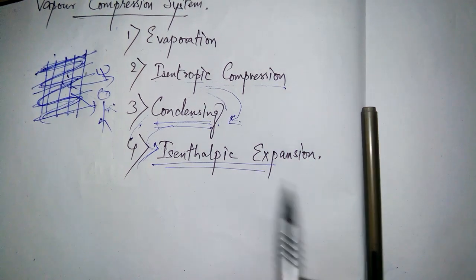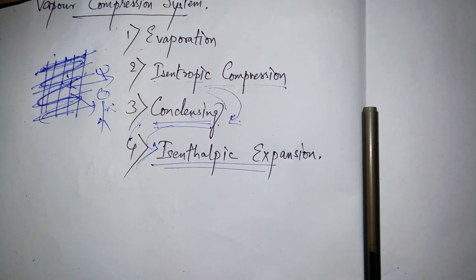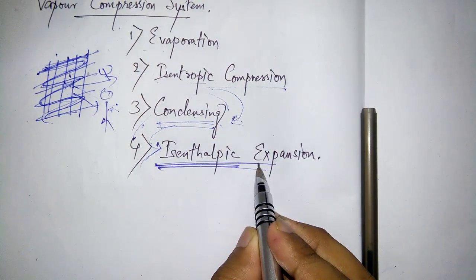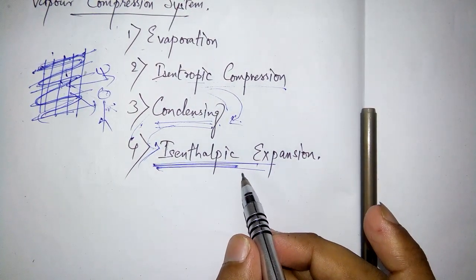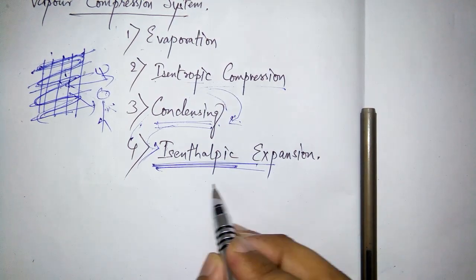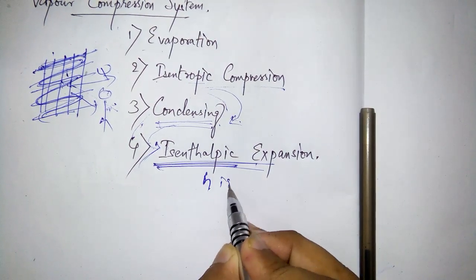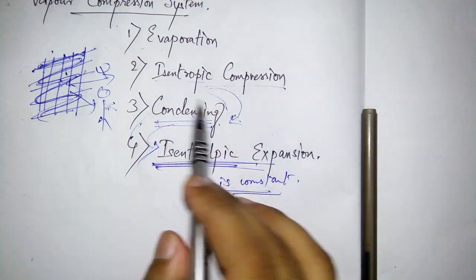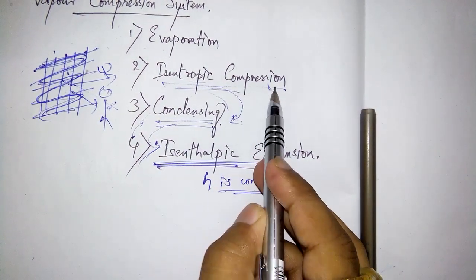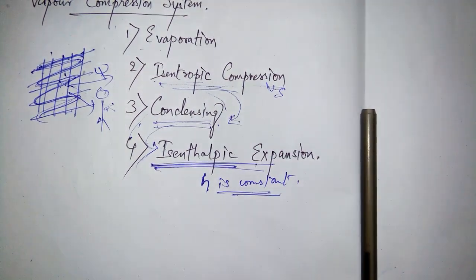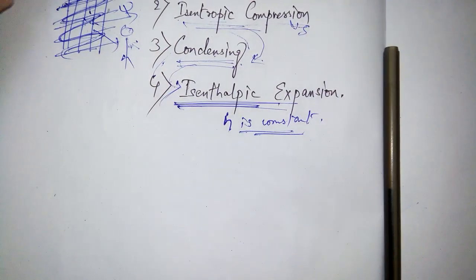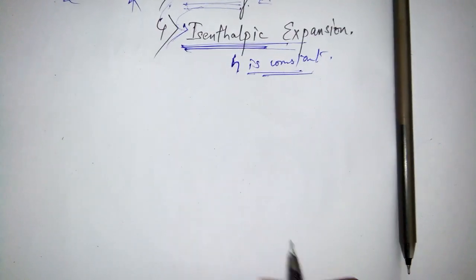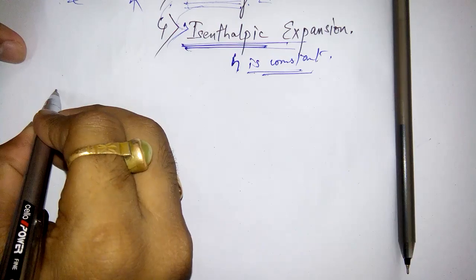It goes to the throttle valve for the throttling process. And the throttling process is nothing but isenthalpic expansion. Isenthalpic expansion means enthalpy is constant, H is constant. And in isentropic compression, your S is constant. Now let me tell you about the pH diagram and TS diagrams, then we will solve the problem.